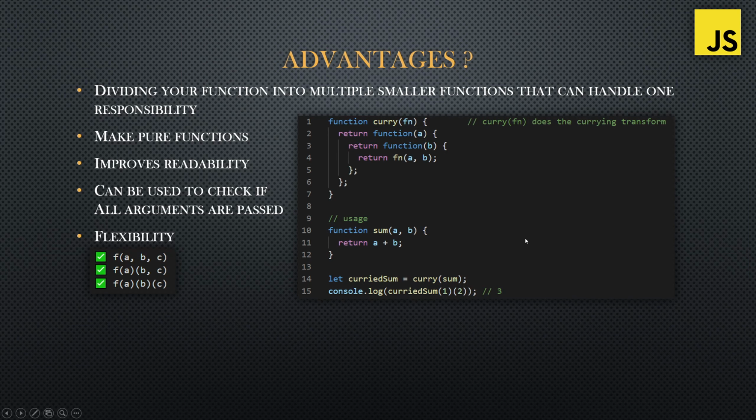What are the advantages of using currying? It's dividing your function into multiple smaller functions that can each handle one responsibility. It means making pure functions. It also improves readability. In fact, this code here is clear and readable. You see clearly the arguments taken one by one.